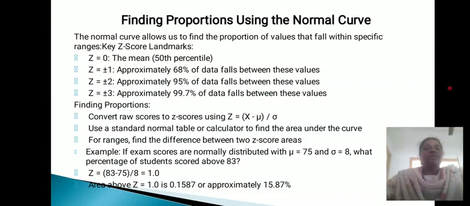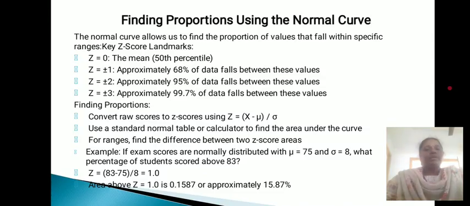Finding probabilities. Convert raw scores to Z-scores using Z equal to x minus mu divided by sigma. Use a standard normal table or calculator to find the area under the curve for ranges. Find the difference between two Z-score areas.